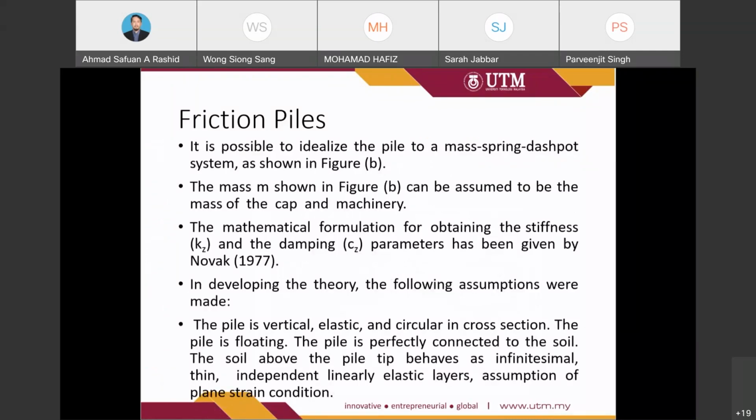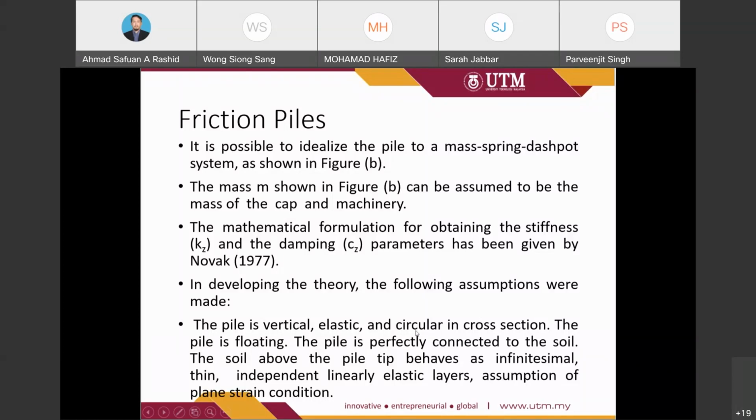So it is possible to idealize the pile as a mass-spring-dashpot system as shown in figure B. The mass M shown in figure B can be assumed to be the mass of the cap and the machinery. The mathematical formulation for obtaining the stiffness and the damping CZ parameter has been given by Novak, 1977. In developing the theory, the following assumptions were made: the pile is vertical, elastic, and circular in cross-section.